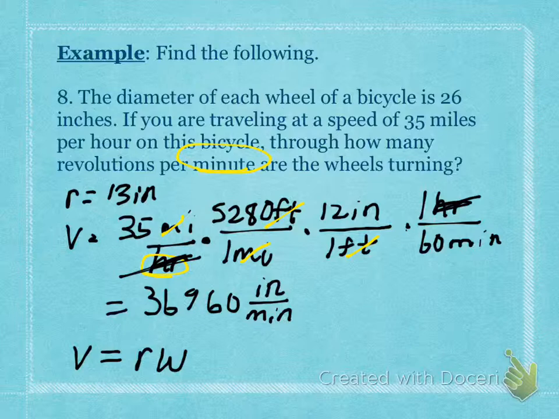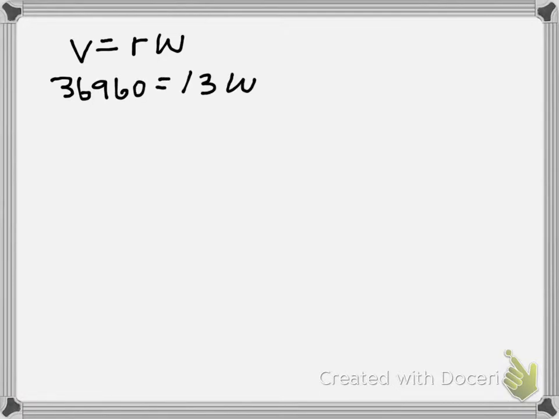So I have a relationship: I've got the r, that's the 13, and I've got the velocity, which was the 36,960 that we just got. We'll use a clean slate over here. My velocity equals r omega. My velocity was 36,960, and the radius was 13. So how do I solve for omega? Divide by 13.